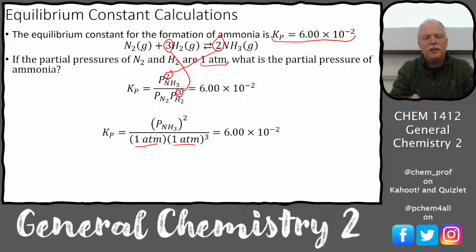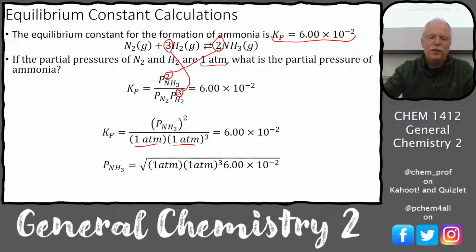So we can rearrange this. Let's move these over to the right and take the square root. So we move those over, take the square root. 1 atmosphere cubed is 1 times 1, so we end up with the square root of 6 times 10 to the minus 2. So the partial pressure of ammonia in this situation will be 0.245 atmospheres.